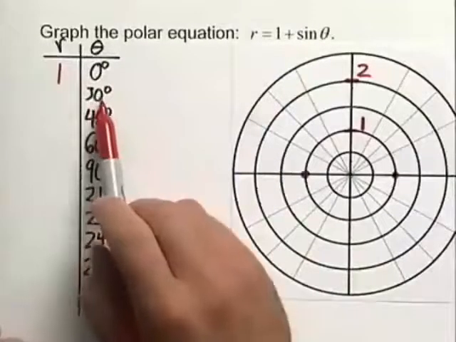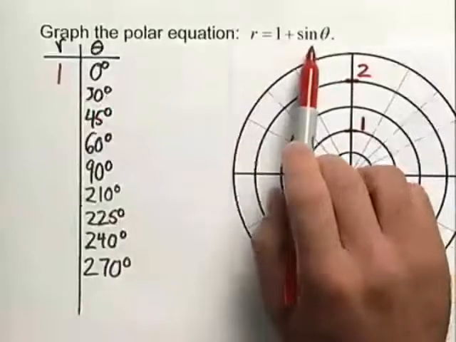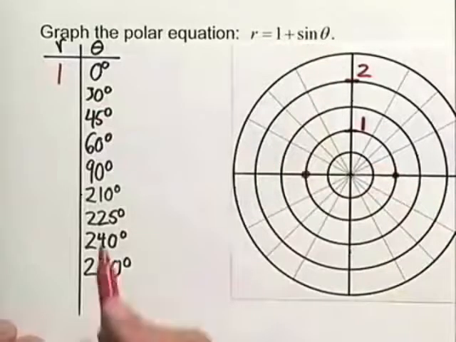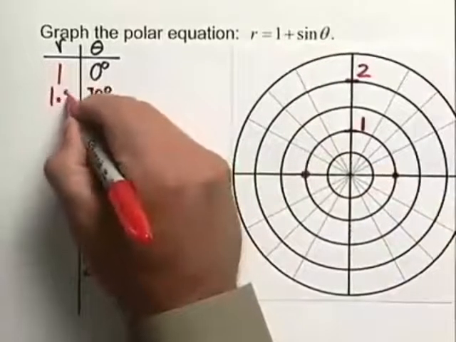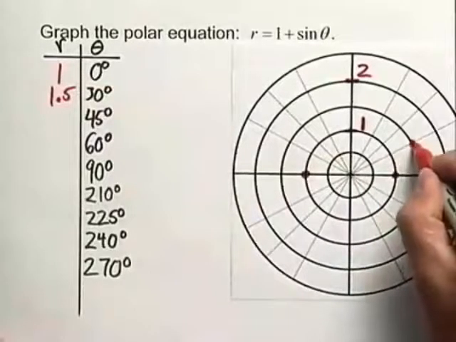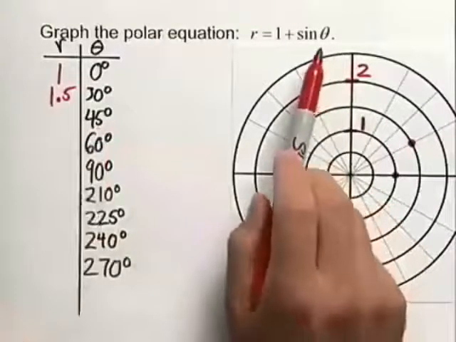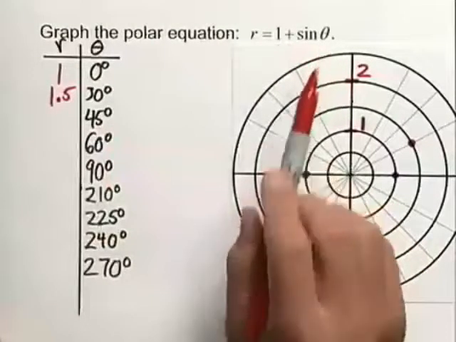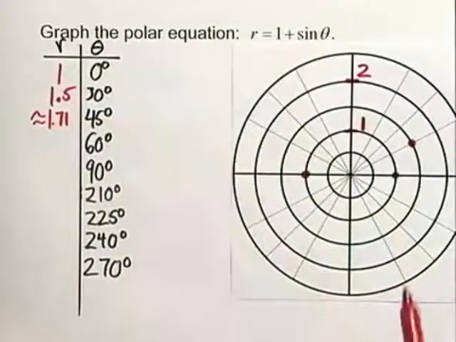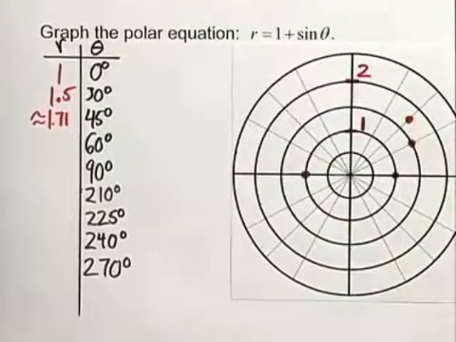In a similar fashion, let's plug in 30 degrees. We have r is equal to 1 plus the sine of 30 degrees, which we know to be 1/2, so 1 plus 1/2 is 1 1/2. And I'm going to write that as a decimal here, 1.5. So at 30 degrees, here's 1. This would be our point, 1 1/2. 45 in a similar nature, plugging that angle in, we get 1 plus the sine of 45. This is approximately 1.71. So at 45 degrees, here's 1 1/2, 1.7, right in this general area.